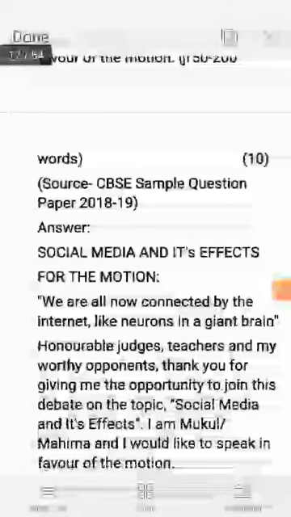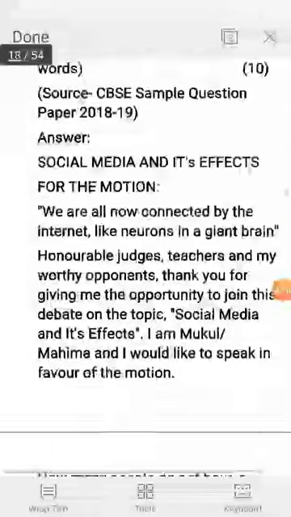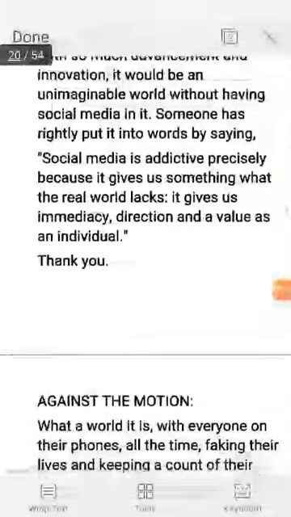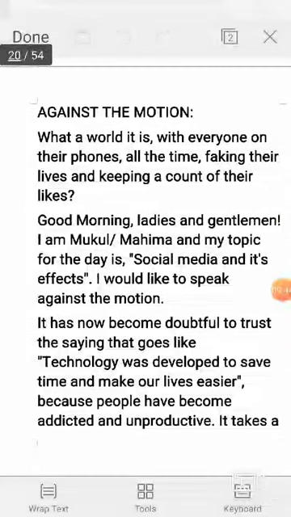Our topic is social media and its effect, for the motion. Okay, so this is what we have written for the motion, and now it is about against the motion. We don't have to write both the for the motion and against the motion in our answers in the boards. We just have to choose only one.